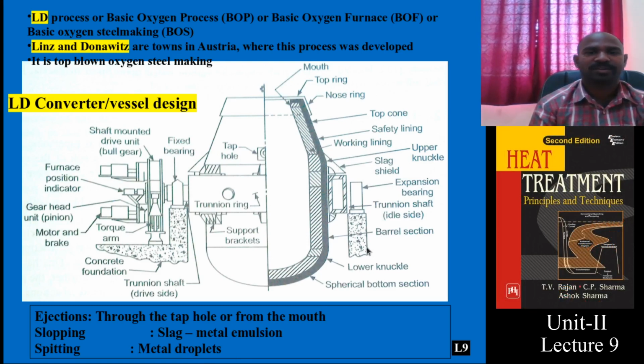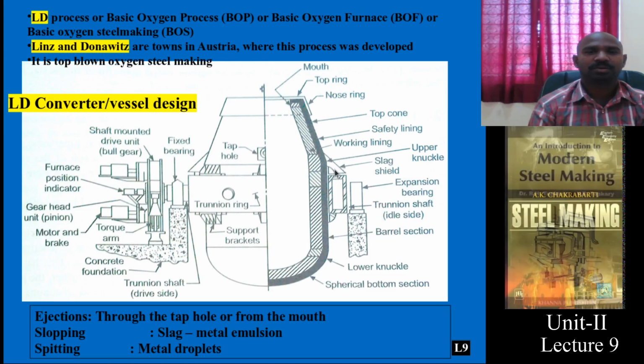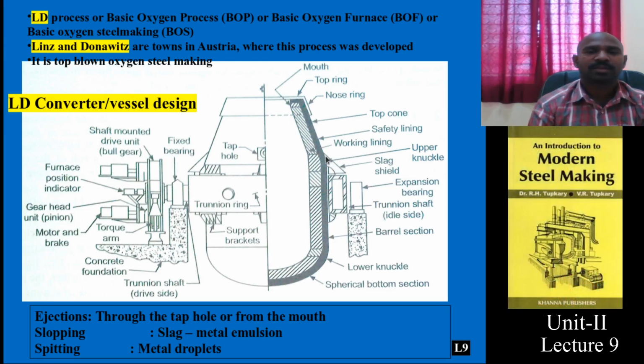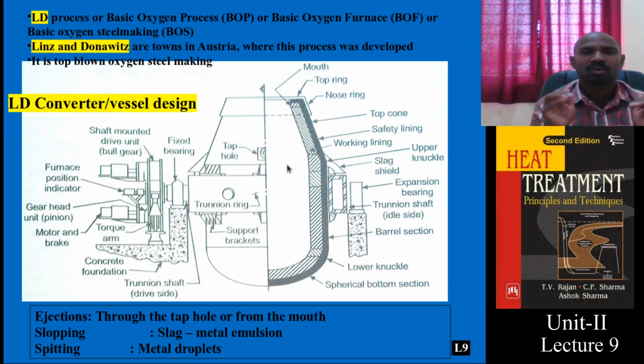I gave you the broad idea about this LD design. Now let me talk about each and everything. This is the slag shield. You can look at the slag level up to this stage, and this particular trunnion shaft is fixed. The middle part is like a cylinder, or you call it the barrel section, in which the reactions occur.